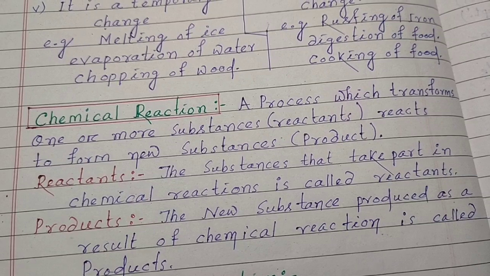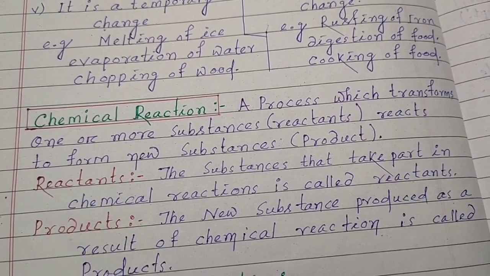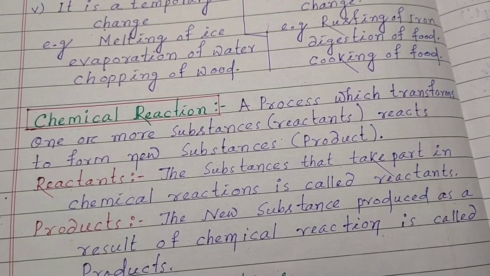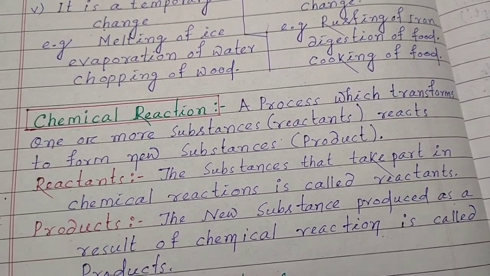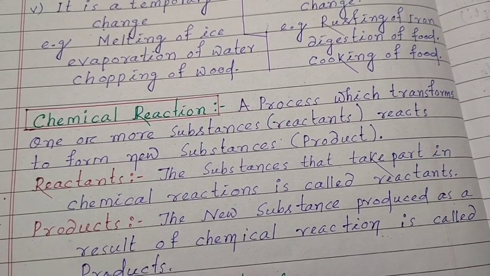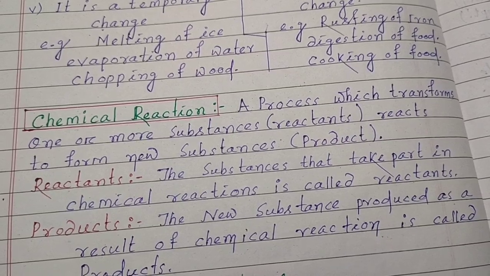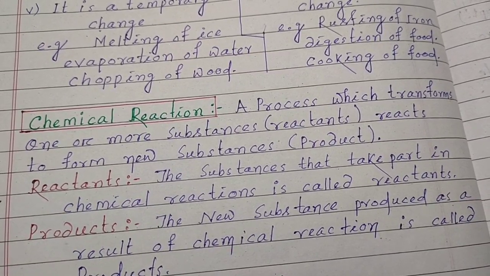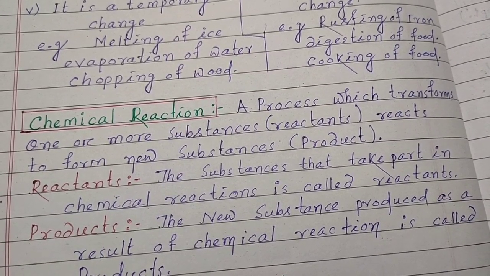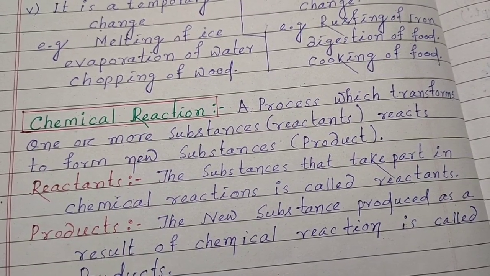What is a chemical reaction? A chemical reaction is a process in which one or more substances, called reactants, react to form new substances. This is known as the product. Basically, you remember that a chemical reaction is a process in which one or more substances react to form new substances.